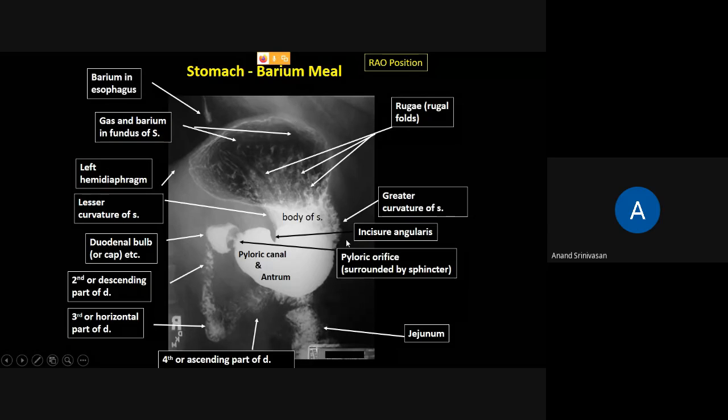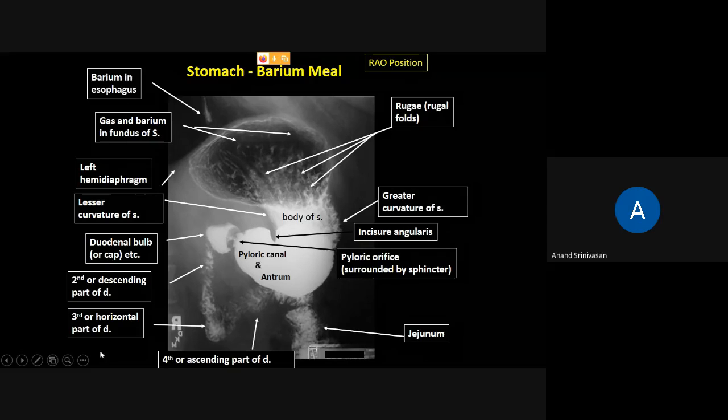Here you can see a double contrast X-ray showing the abdominal region in the RAO position. What is RAO? Right anterior oblique position. The person is turning towards the right side, and the X-ray is passed in an oblique direction. Why do we take this position? Because in this position you will be able to see even the duodenal cap. The pylorus and the duodenal cap are more clearly seen in this view.